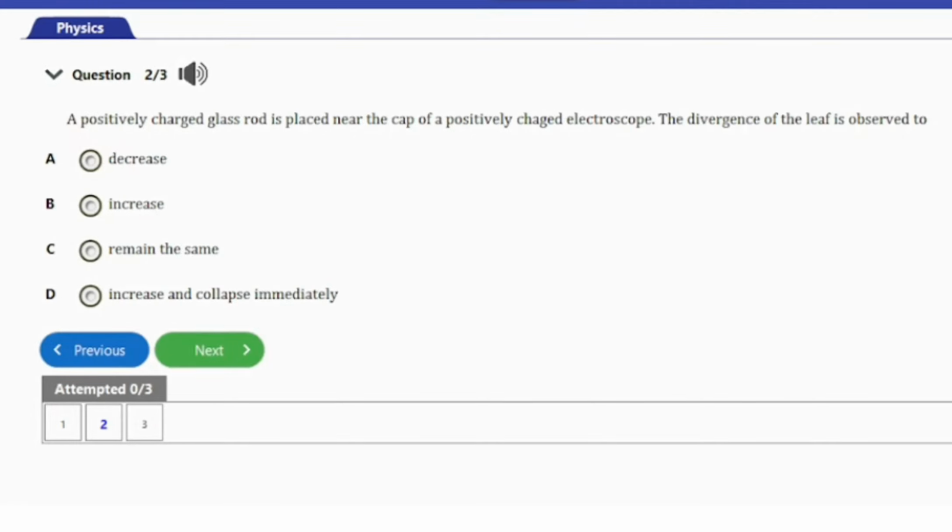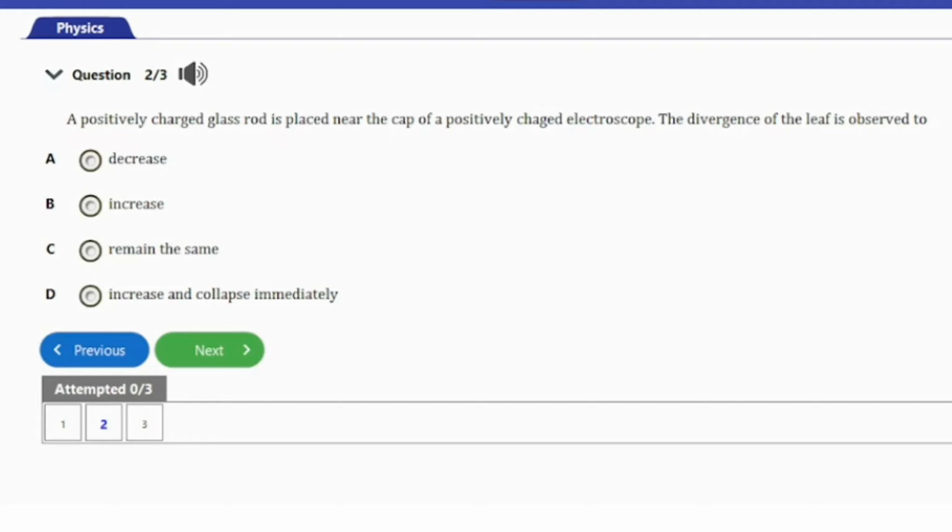That's question number 2. It says, a positively charged glass rod is placed near the cap of a positively charged electroscope. The divergence of the leaf is observed to: A. decrease, B. increase, C. remain the same, D. increase and collapse immediately. The answer to this question is option B, and that's increase. The divergence of the leaf will actually increase.